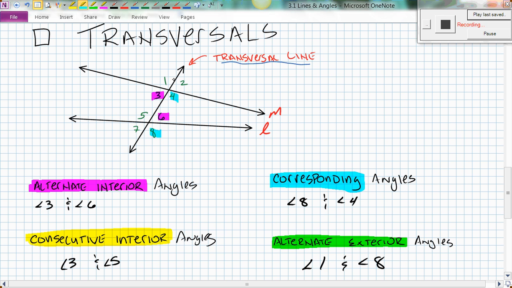Alternate means alternate sides of the transversal, and exterior means on the outside of M and L. Angle 2 and angle 7 are also alternate exterior angles. All those are the green ones. So we can go 2 and 7 for all of that. Okay, that's the gist of section 3.1, and good luck.